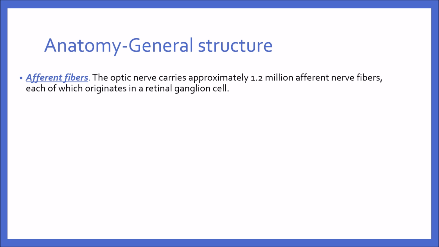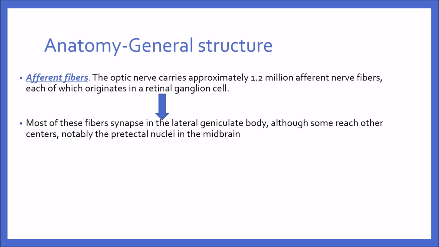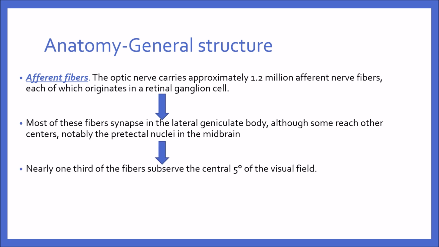The afferent fibers. The optic nerve carries approximately 1.2 million afferent fibers, each of which originates in the retinal ganglionic cells. Now, these fibers synapse in the lateral geniculate body, although some reach other centers, notably the pretectal nuclei in the midbrain. After that, nearly 1/3 of the fibers subserve the central 5 degrees of visual field.